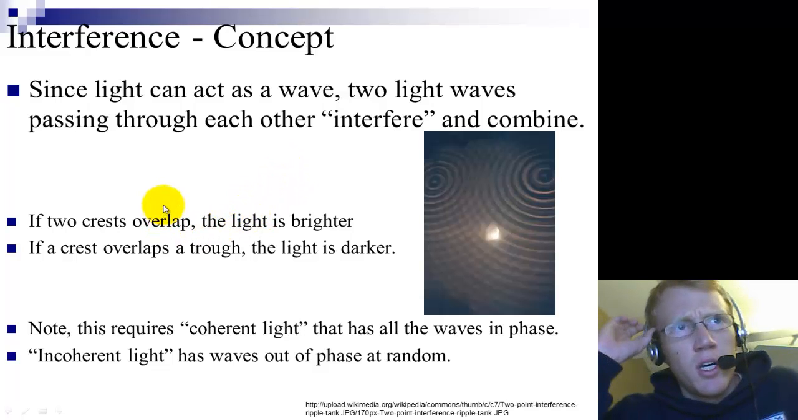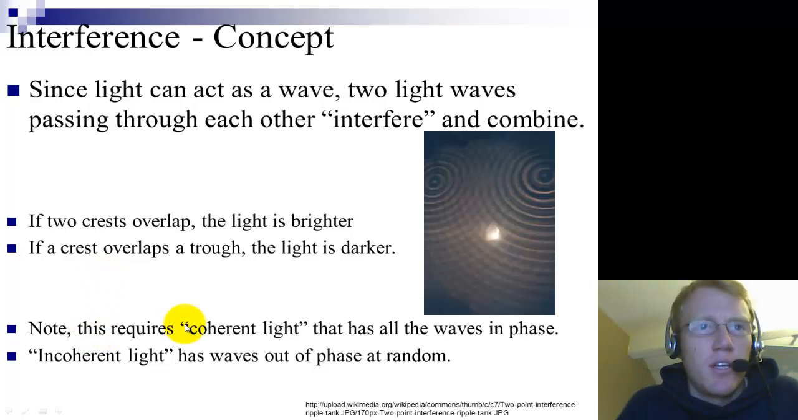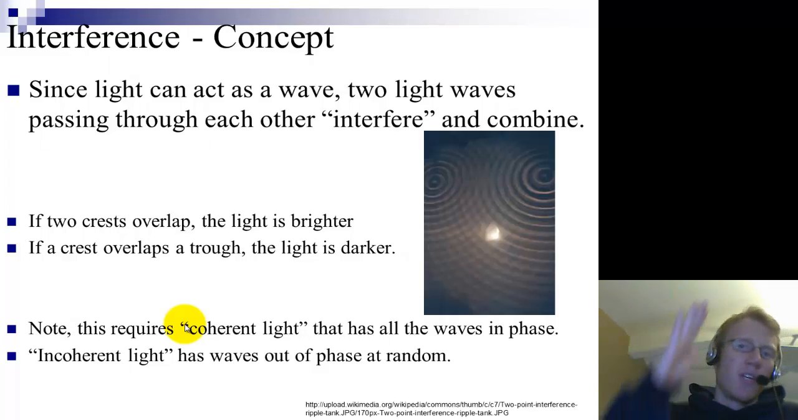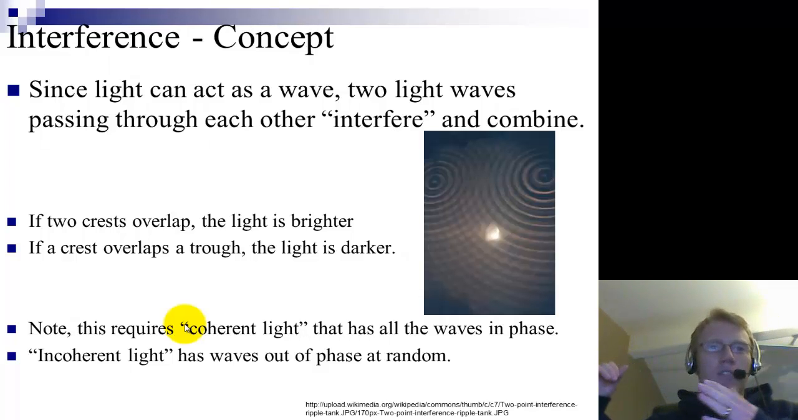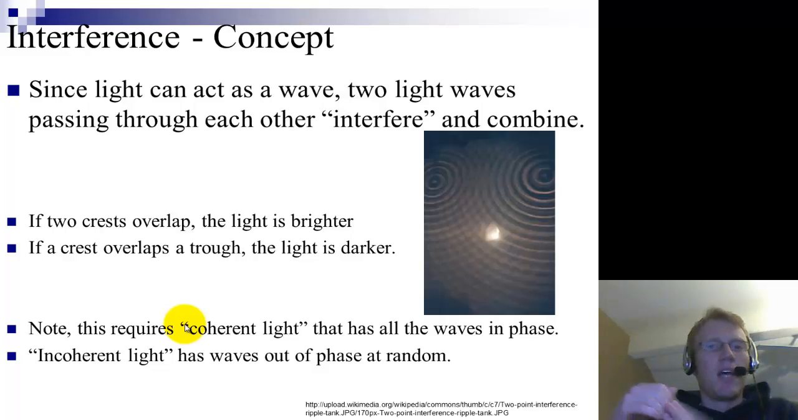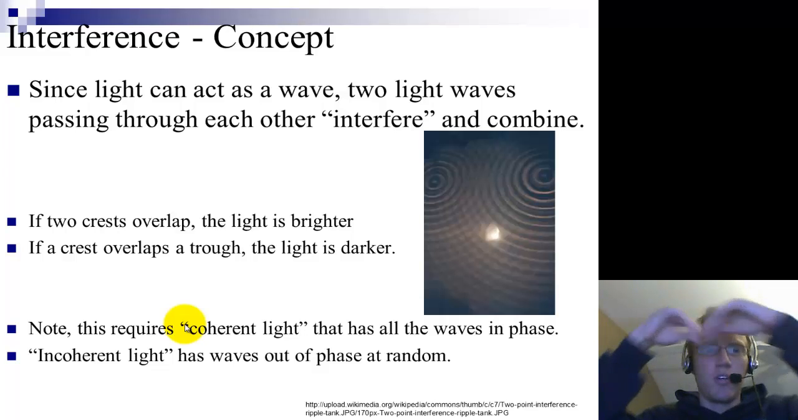But the second thing is that this requires coherent light. What that means is, if you think about the light waves as going up and down, all of the light waves are in phase, which means all of their maximums occur at the same time and all their minimums occur at the same time. That way when another wave comes across, you have a set maximum here and a set maximum here, and you can see when they pass each other.